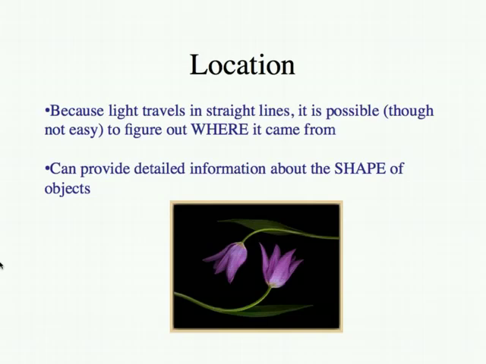Another property that light can tell you is the location, and that's related to what we just talked about in regards to reflectance. Because light travels in straight lines, it's possible to figure out where that light came from. Unlike sound or smell, which disperse and move out in lots of different directions, light, once it's moving in a specific direction, is going to continue to move in that specific direction. That can provide detailed information about specific locations and what's happening. If you look at these flowers, you can get the shape of those objects, because you're able to tell in very high detail where the light is greater or lesser as you move along these surfaces.